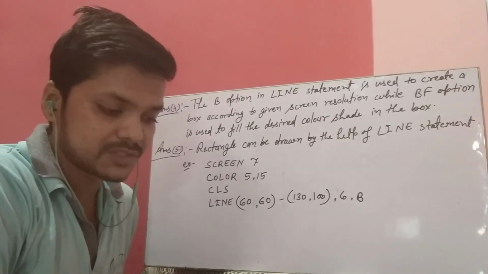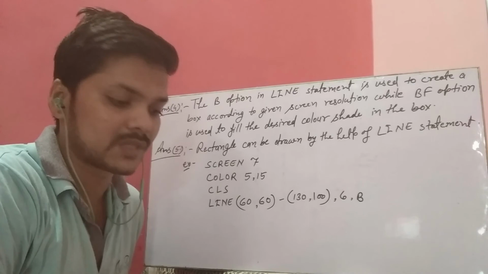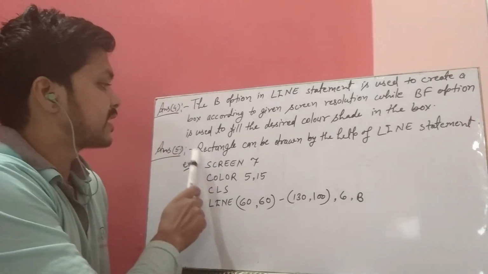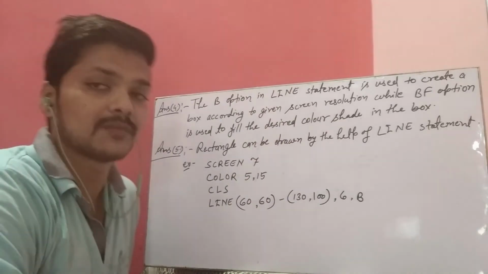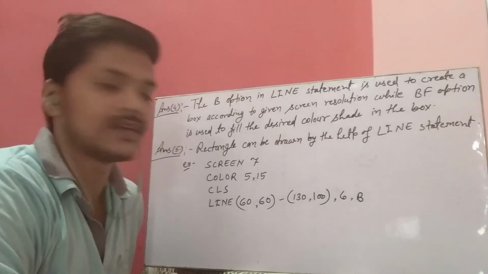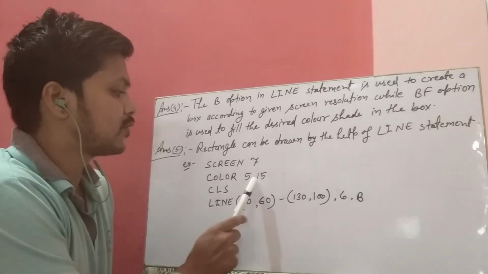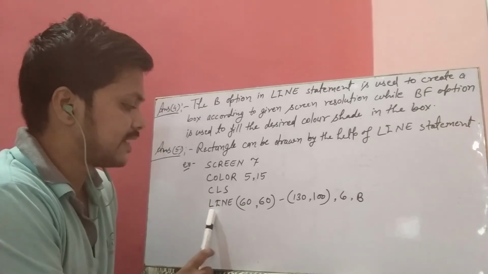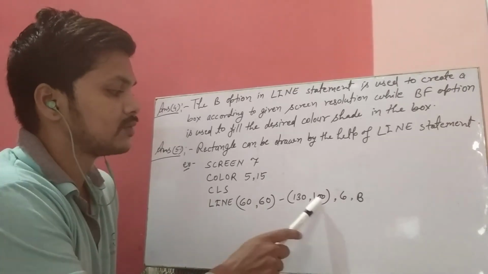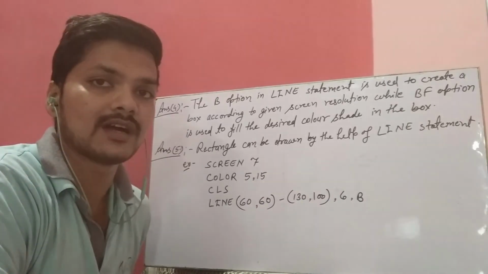Now the fifth question is, how can we draw a rectangle? Explain with an example. The answer is, a rectangle can be drawn with the help of the LINE statement, and we can write an example in QBasic: SCREEN 7, COLOR 5, 15, then CLS to clear the screen. Now LINE (60, 60) dash (130, 100), comma 6, comma B for creating a box.